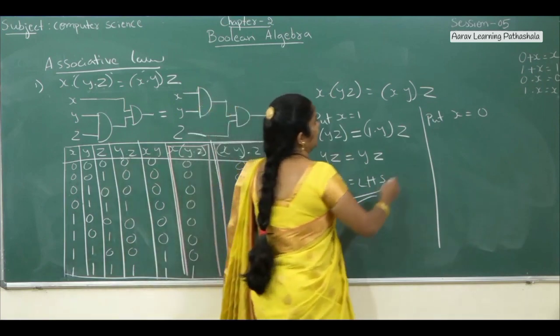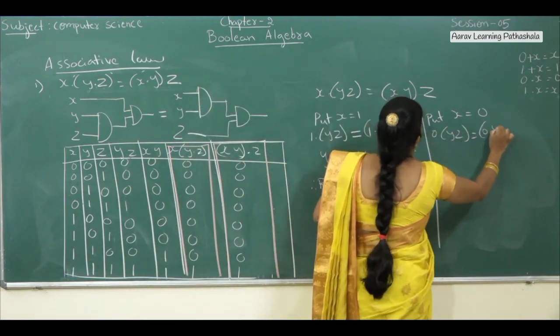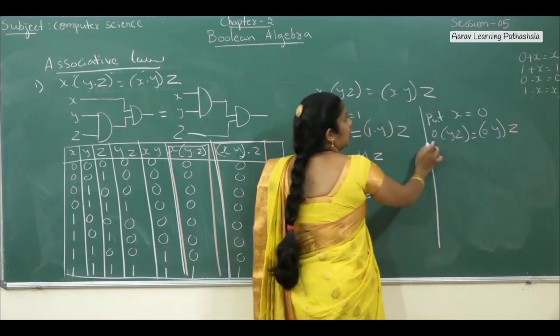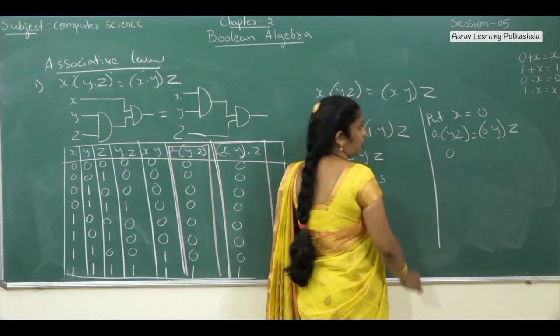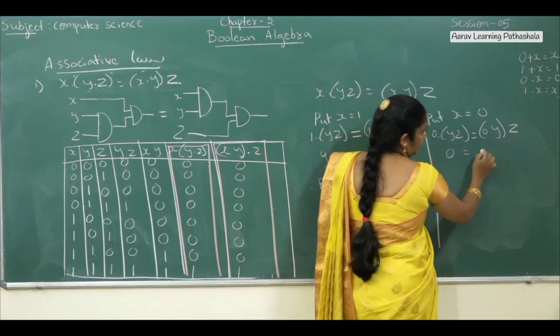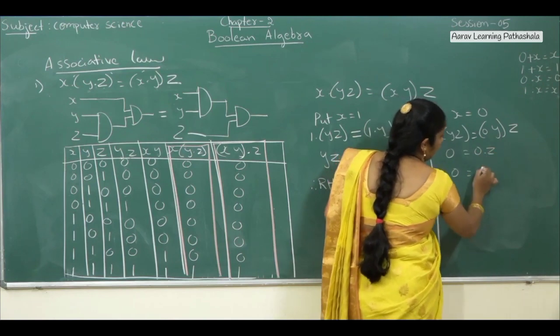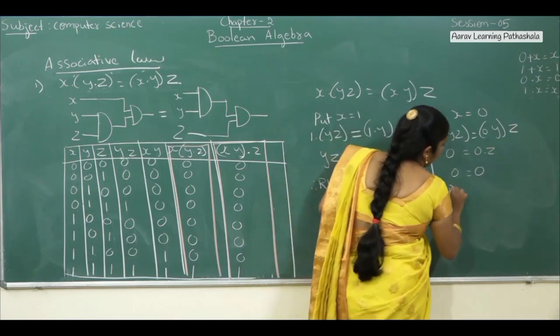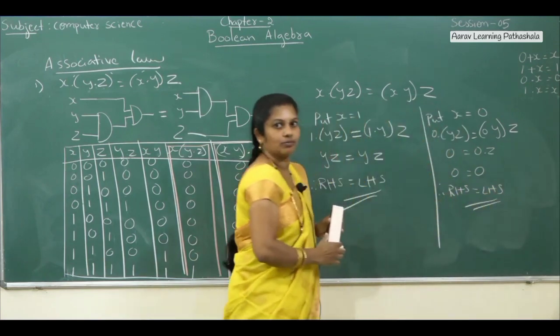Now, put x equals 0. 0 into yz equals 0 into y and then z. Now, 0 into any variable is nothing but 0. Here 0, 0 into any variable is 0. Here also 0 into any variable is 0 and then z. That is 0 into any variable, once again 0. Therefore, the right hand side value equals the left hand side value.